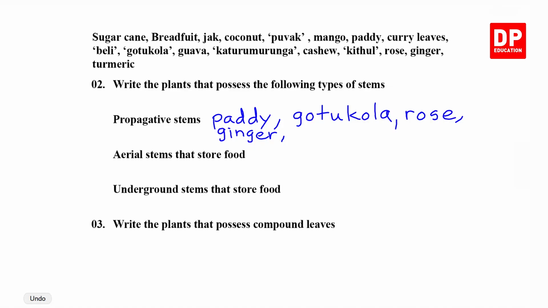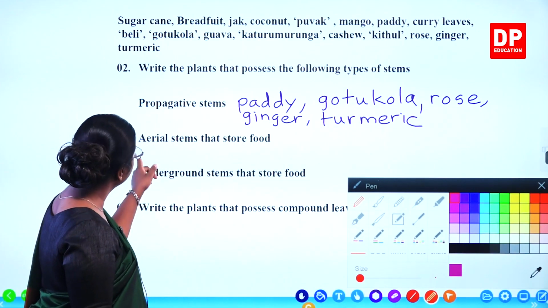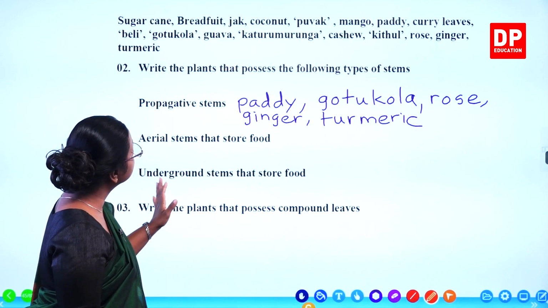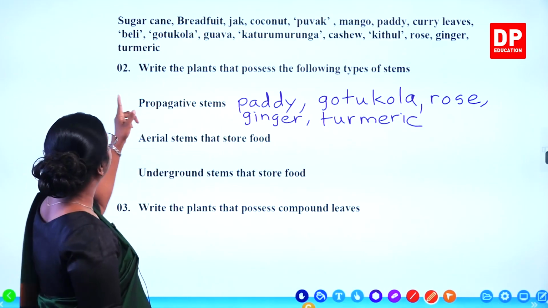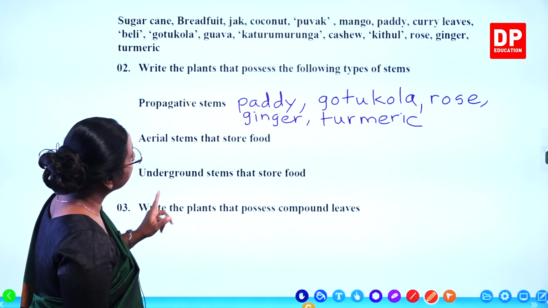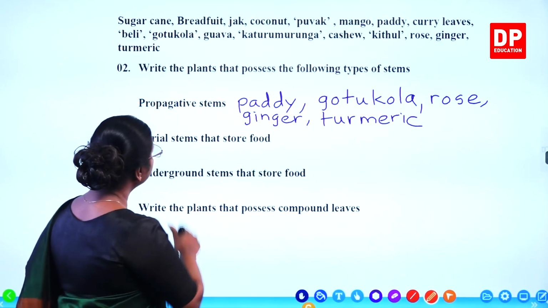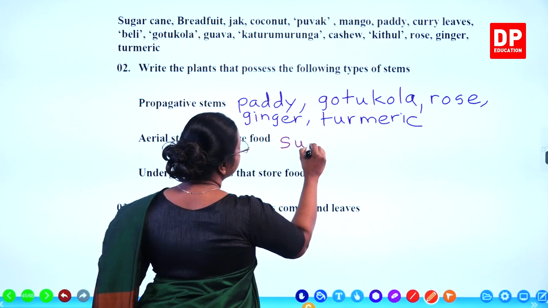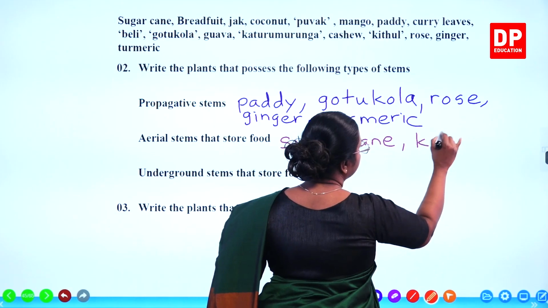Then what else? So after ginger, it is turmeric. So these are the plants that reproduce or propagate by stems, propagative stems. Then we have aerial stems that store food. Can you find the examples? Out of all these plants, now you can see sugarcane and kithul are examples of aerial stems that store food. So you have to write sugarcane and kithul.